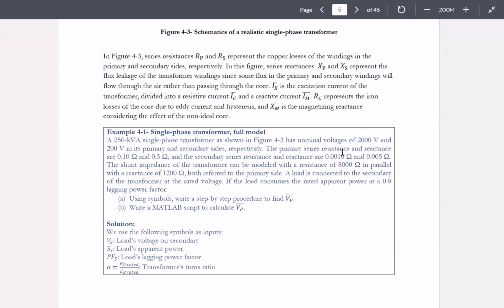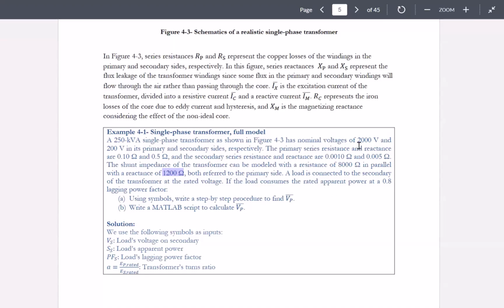The primary series resistance and reactance are 0.10 and 0.5 ohms, and the secondary series resistance and reactance are 0.001 and 0.005 ohms. So this is RP, this is XP, this is RS, this is XS. The shunt impedance of the transformer can be modeled with a resistance of 8,000 ohms. So this is RC, in parallel with a reactance of 1,200 ohms. So this is XM, right?